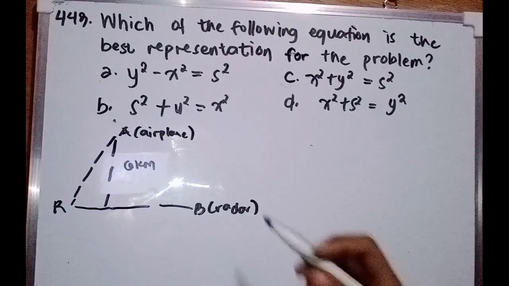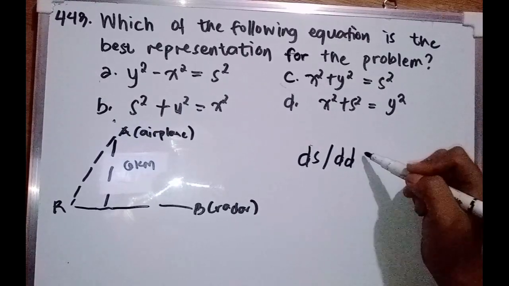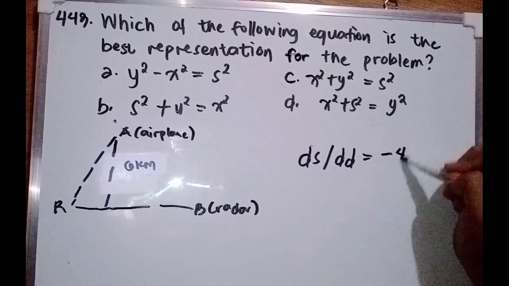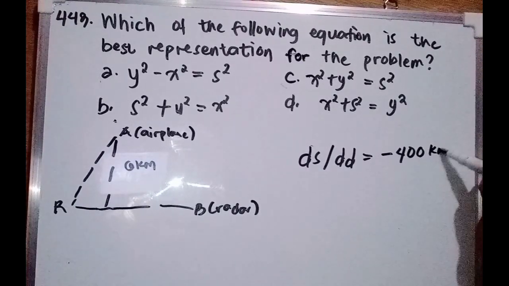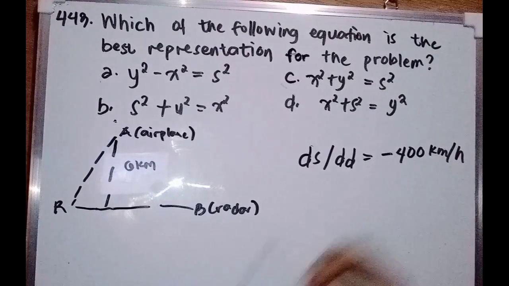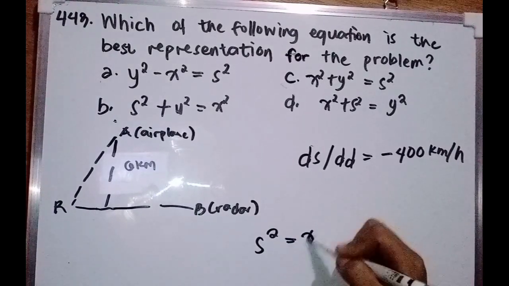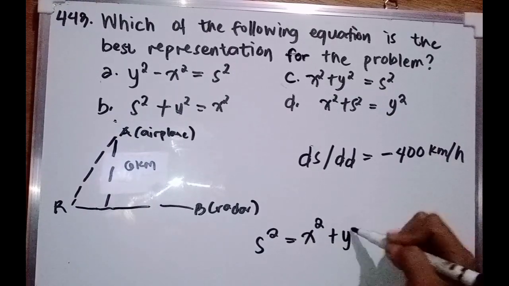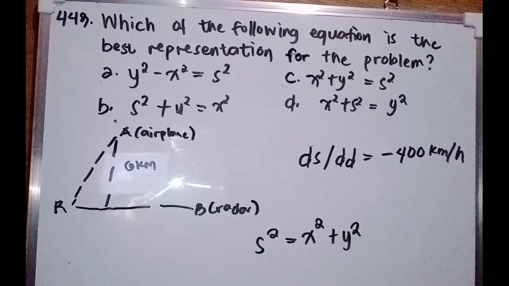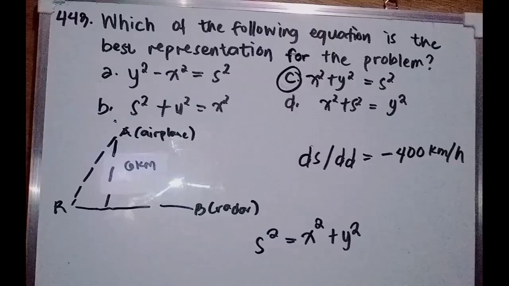Therefore, we can write ds over dt is equal to negative 400 km per hour. So we want to find an equation that relates the variables x, y, and s. So from the diagram, we can say that s squared is equal to x squared plus y squared. So the answer is letter C.